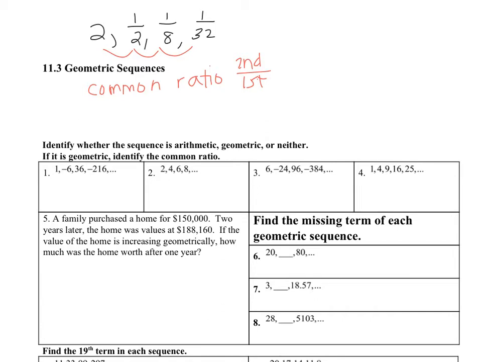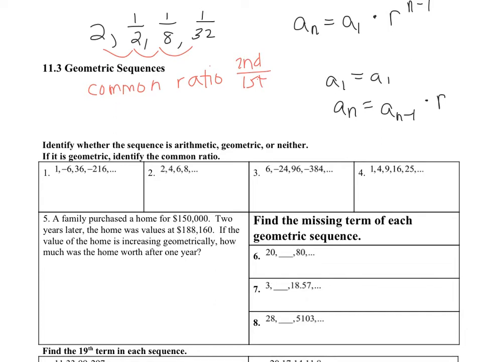So the explicit formula is a sub n equals the first term times r, which is the common ratio, to the n minus 1 power. And then the recursive formula is a sub 1 equals a sub 1, so that means that's the first term. And then to get the nth term, you have to take the previous term. So remember, to denote the previous term, we do a sub n minus 1 times the common ratio.